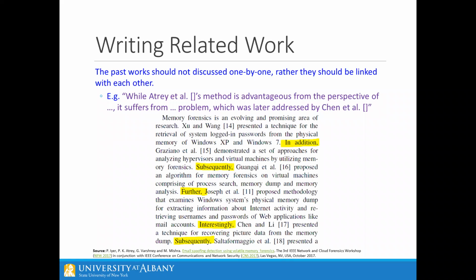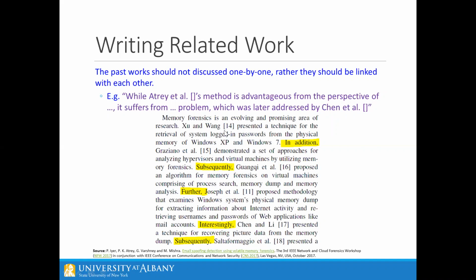Okay. When you are describing multiple works, it is important also to make a flow. For example, in this paragraph you see that we're talking about memory forensics is an evolving and promising area of research, and in this direction.